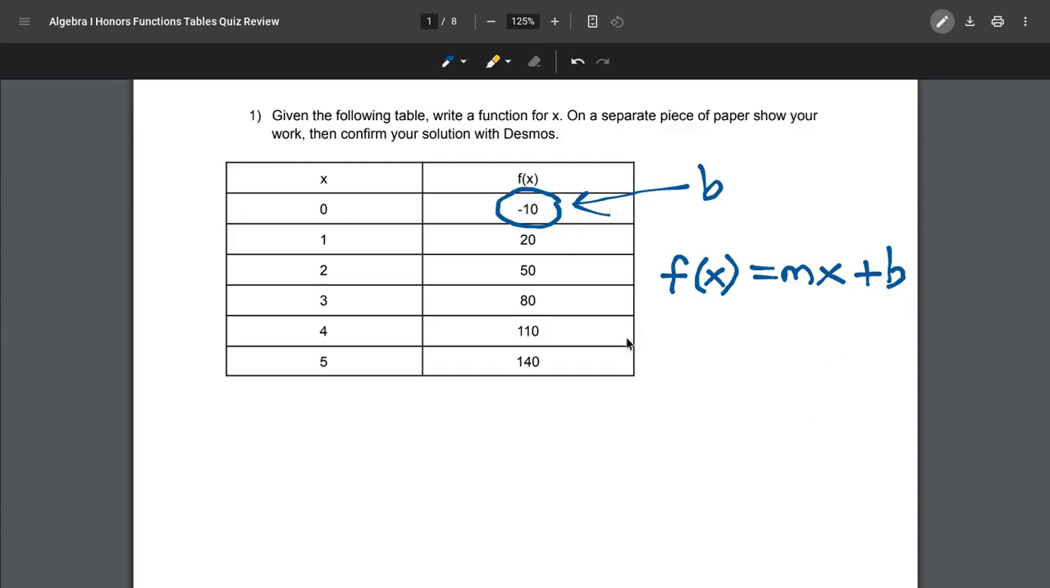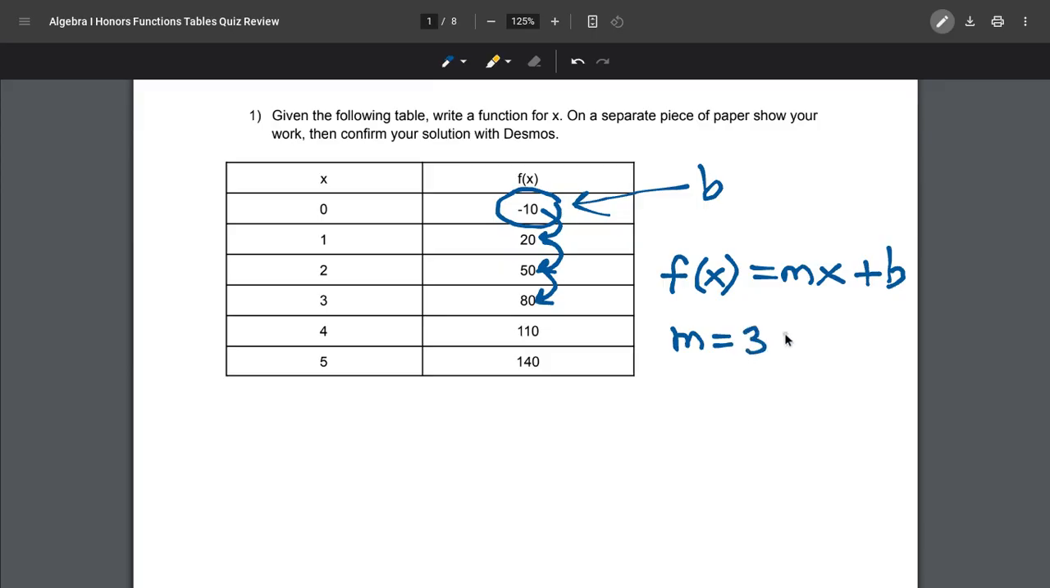So now we need to find the slope. Well, first off, I didn't tell them it was linear, but you can tell this one is linear because we increase by 30 each time when we increase by 1 on x. So f of x increases by 30, going from negative 10 to 20, and then it increases again by 30, going from 20 to 50, 50 to 80, and so on. So our slope in this case is going to be 30.